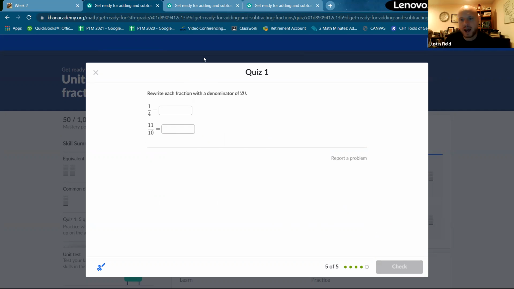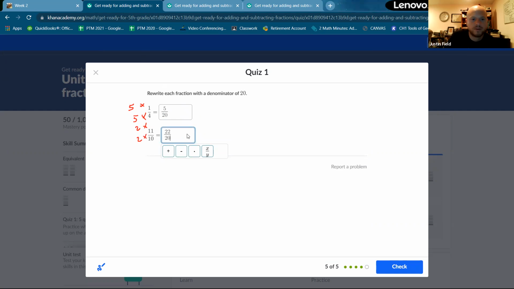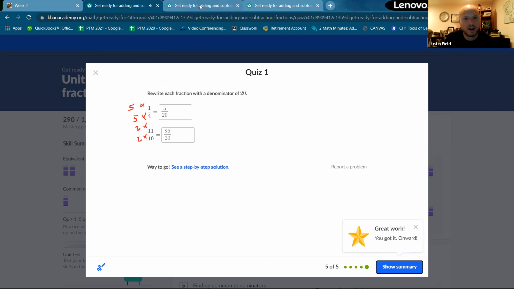So now I'm thinking in my head, what do I have to multiply these denominators by to make 20? So 4 times 5 is 20, which means I have to multiply the numerator by 5. And 10 times 2 is 20. I multiply the 11 by 2 as well. That gives me the fraction 5/20. And 11 times 2 is 22/20. All right, that was fun.